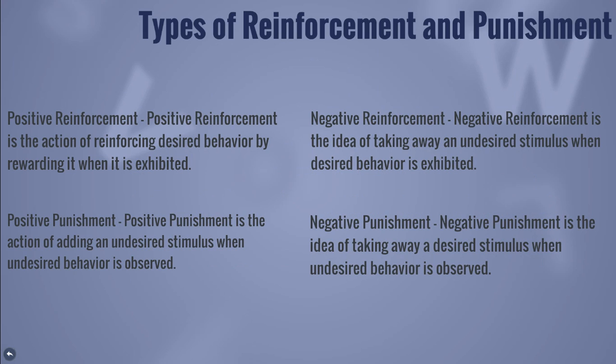Moving on to positive punishment. Punishment is the action of adding an undesired stimulus when undesired behavior is observed. So I like to think of that as corporal punishment, giving a spanking when someone does something wrong. Negative punishment is the idea of taking away a desired stimulus when undesired behavior is observed. So that's something like you're grounded or no TV for a month.